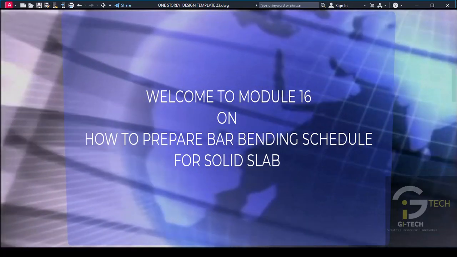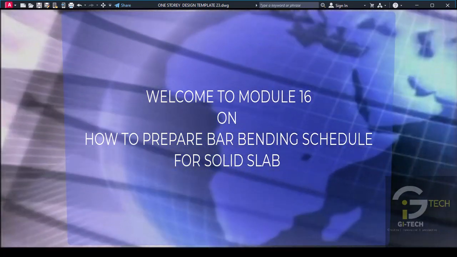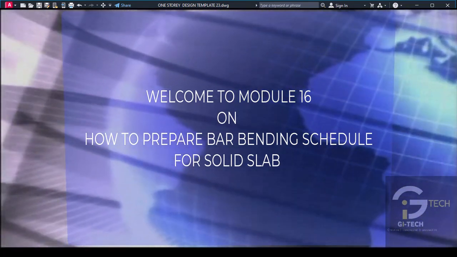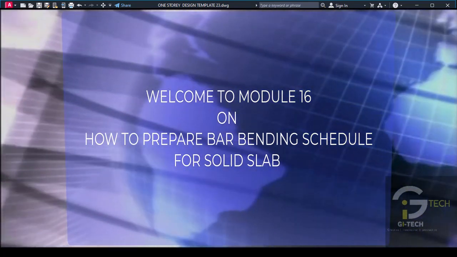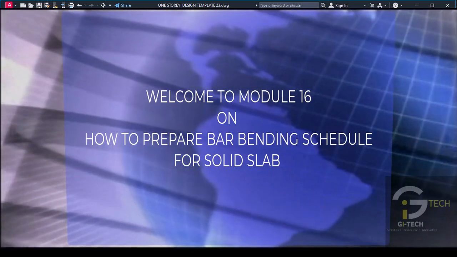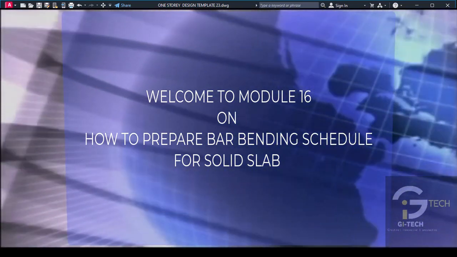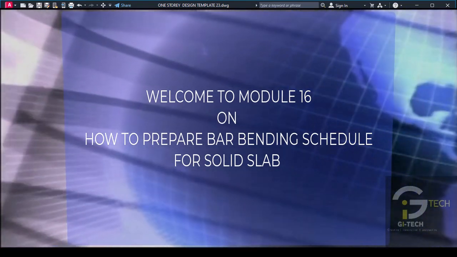Welcome to Module 16 of our complete structural design of one-story building. So we will continue from where we stopped in Module 15. So today our focus will be on taking bar bending schedule for solid slab.